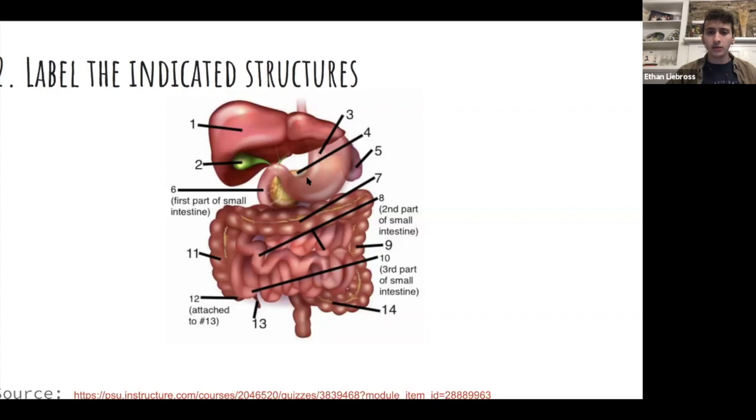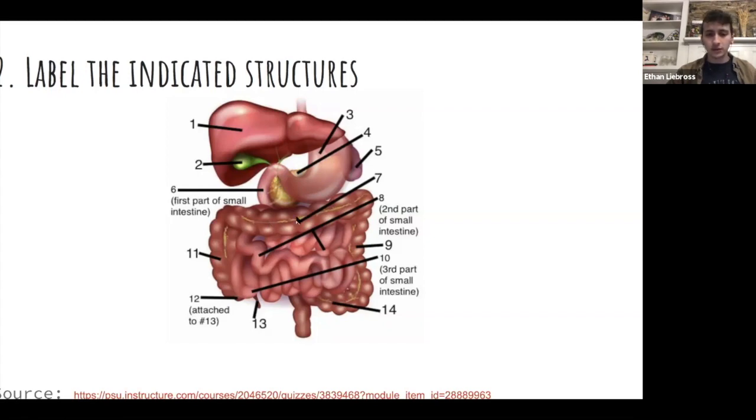Tucked away behind the stomach is this long structure that you can't really see, but it goes all the way back here. It kind of looks like a fish in shape, and that's the pancreas. Tucked next to the stomach over here, number 5, that's going to be the spleen. 6, over here, is the first part of the small intestine. It's right after the stomach, and this is the duodenum.